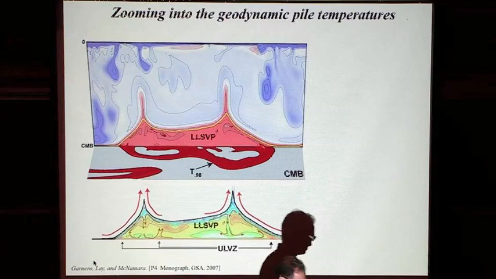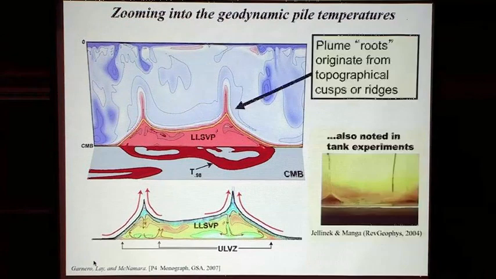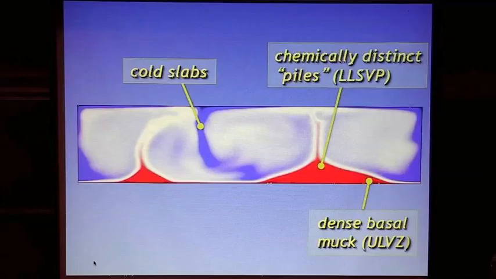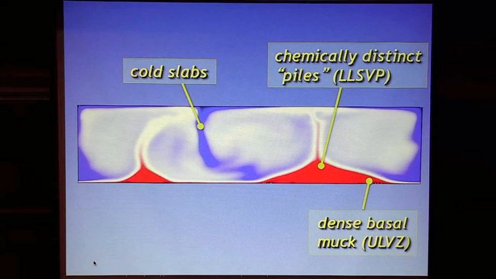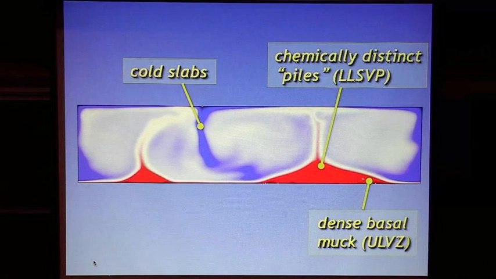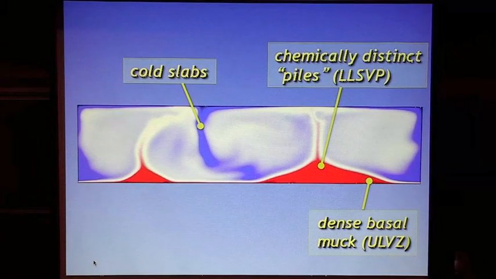I'll try to get myself out of this mess. This morphology is an interesting one. It's been seen in tank experiments. And so I'm going to show you a movie, which I shouldn't because it's not my movie, but it's a three chemistry movie, and hopefully I really like it because it emphasizes the type of possibilities that one may have in a system where there are cold downwellings. This is a high-resolution 2D calculation. There's three chemistries in this movie: the ambient mantle, the large low shear velocity thermochemical pile material, and a thin rind, which you can't quite make out here, but it's ultra-low velocity zones.